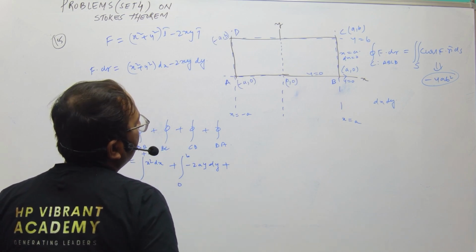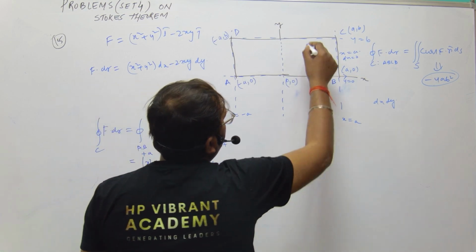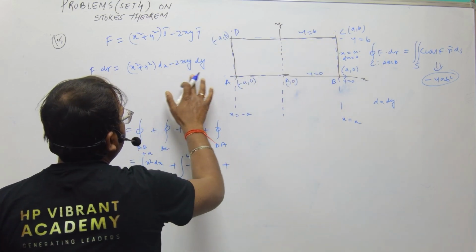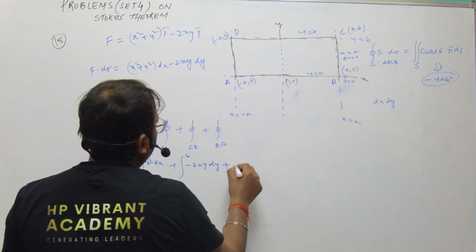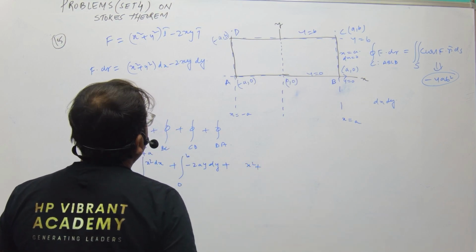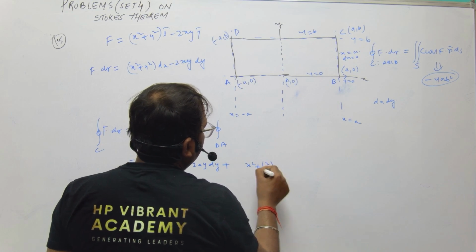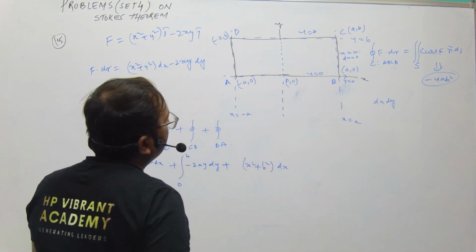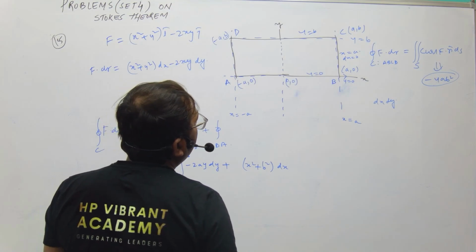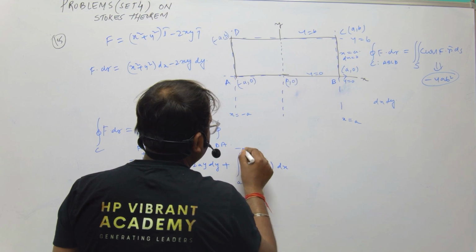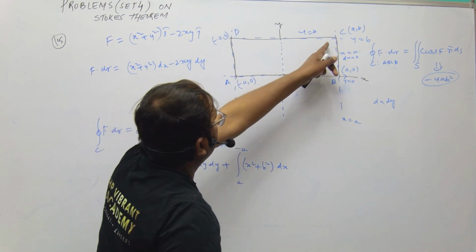Plus CD. Along CD we have y is equal to b. So dy is equal to 0. This means 2xy dy is 0. So this is equal to x square plus y square, so y is b. So b square into dx, and x varies from a to minus a.